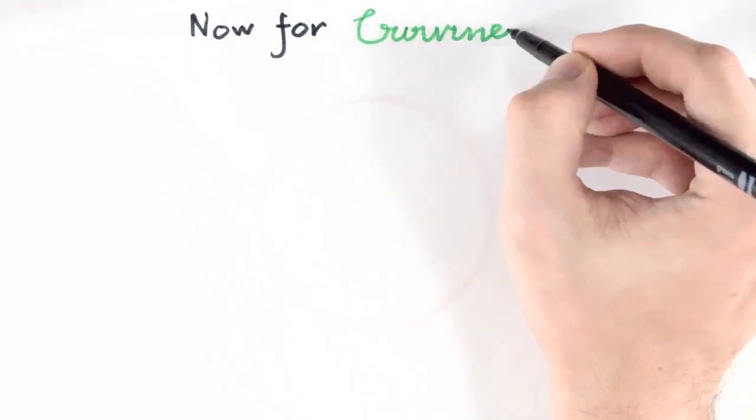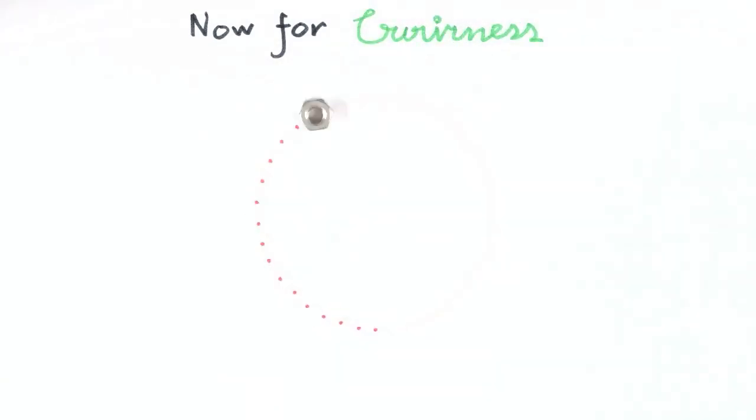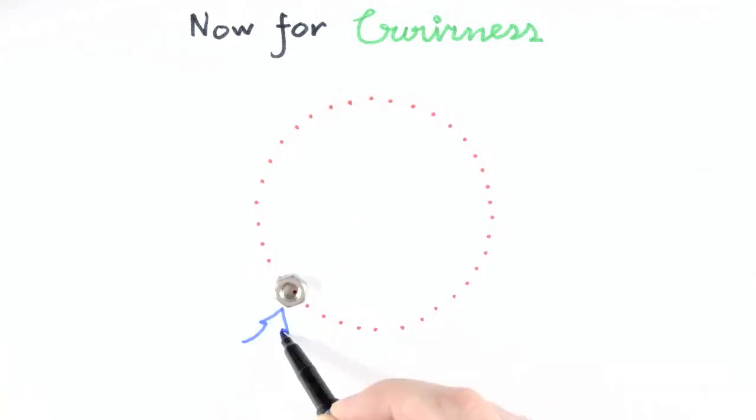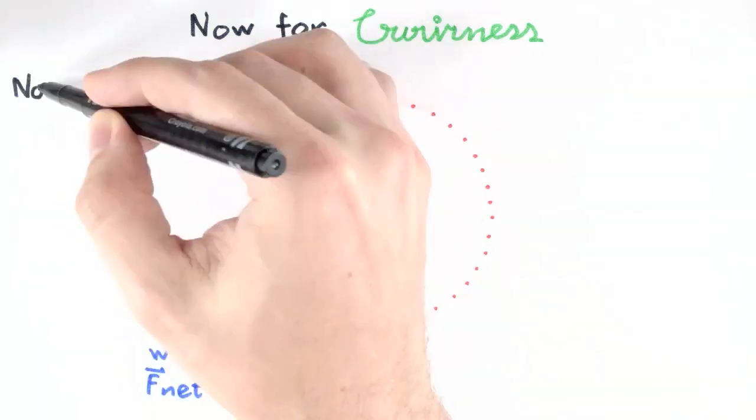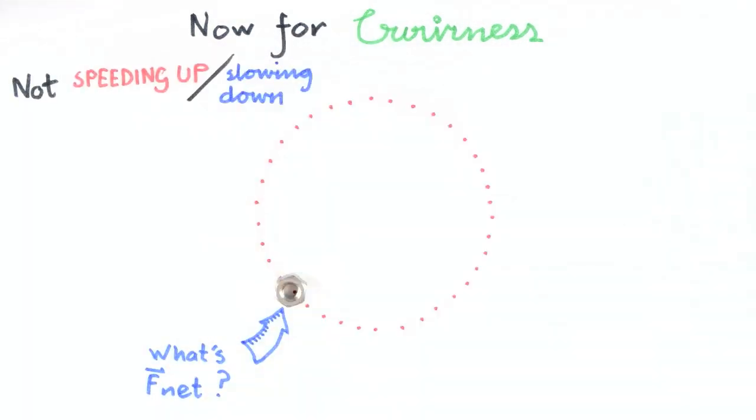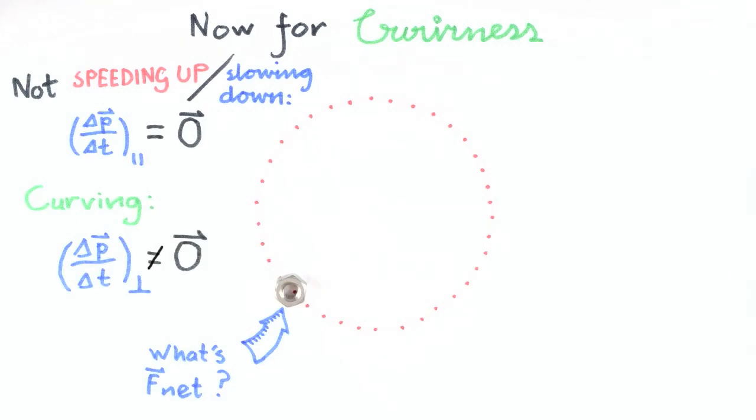Let's now tackle a case with curviness. Here's a particle moving at constant speed in a circular path of radius r. At the instant where the particle is located as shown, what's the direction of F net? First, we observe that the particle is neither speeding up nor slowing down. So that means delta p over delta t parallel is 0. And so, by Newton's second law, F net parallel is 0. Next, because we see curviness to the path, we expect delta p over delta t perpendicular is non-zero. To find this, we need to describe the kissing circle that fits the path. Here, that's easy because the kissing circle is just the particle's path itself.